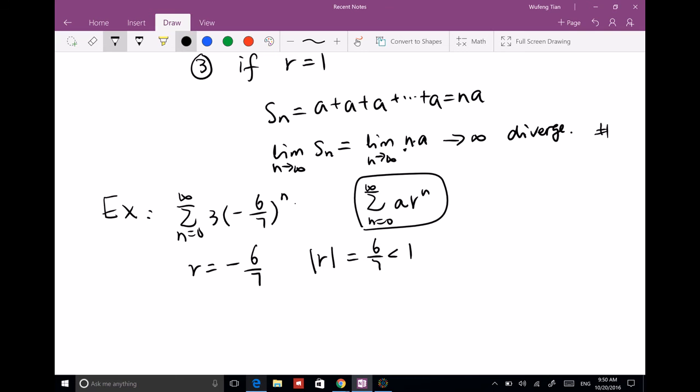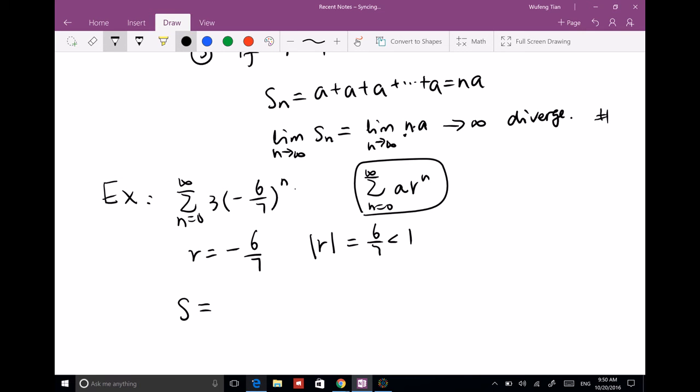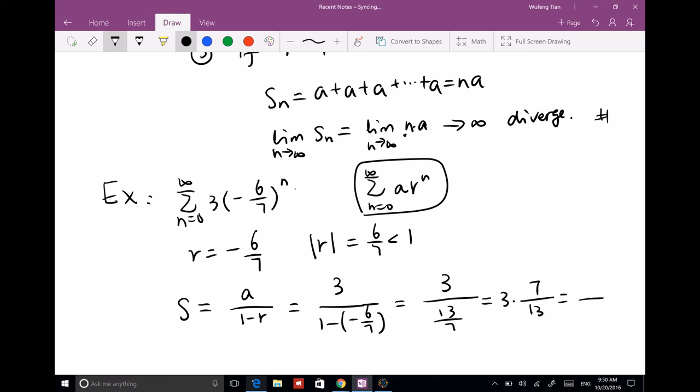It converges to what? S equals a over 1 minus r. a equals 3 and r is negative 6/7, so it's 3 over 1 minus negative 6/7, which is 3 over 13/7. Keep, change, flip: 3 times 7/13, so the answer is 21/13. Then we're done. The series converges to 21/13.